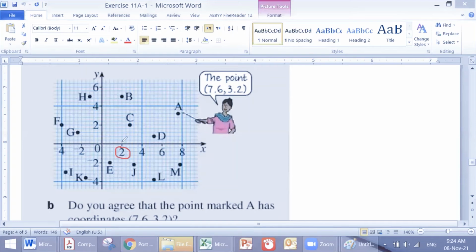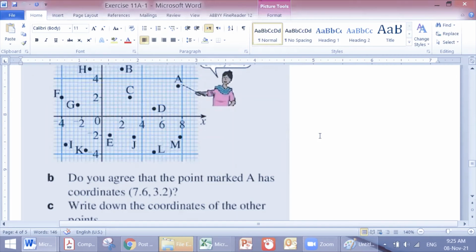Okay, and how many small divisions are there? 1, 2, 3, 4, 5. So there are 5 divisions in total, and when you solve it, it will be 0.4. It is also the same with the y-axis: 2 divided by 5 is also 0.4. So the small divisions on the x-axis and y-axis show 0.4 units. And then you can find these numbers.